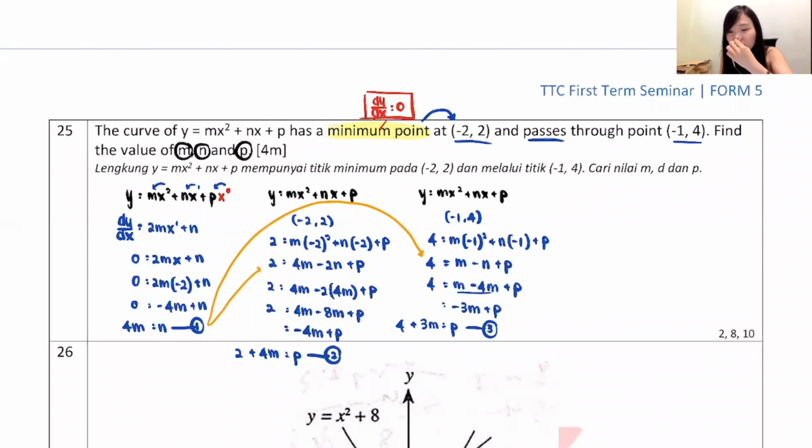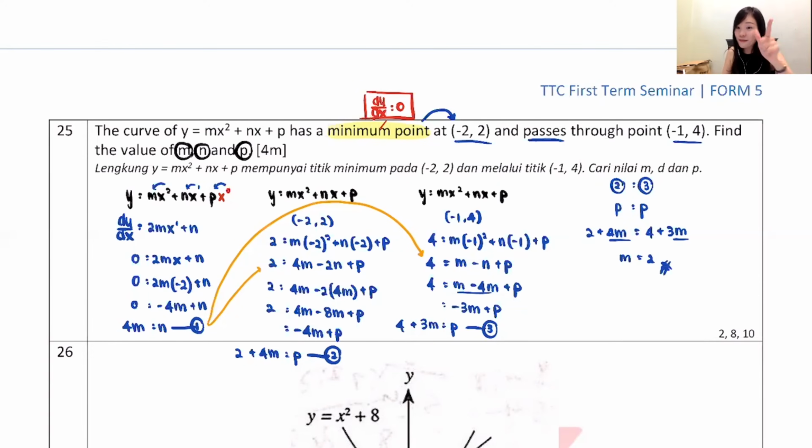So now I have equation 2 and equation 3. I can straight away connect them, since both of them equal p. So I can say p equals p. So 2 plus 4m equals 4 plus 3m. M and m combine: 4m minus 3m is 1m. Number and number combine: 2. Yes, my m answer is 2.